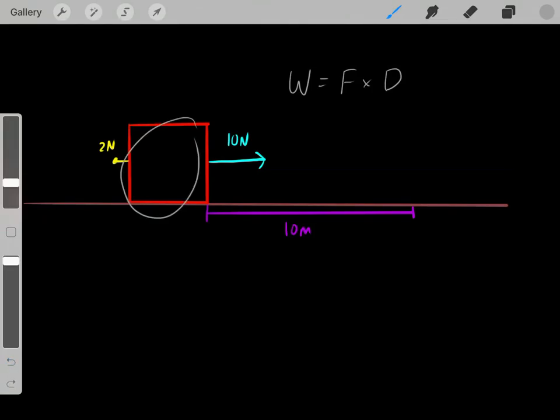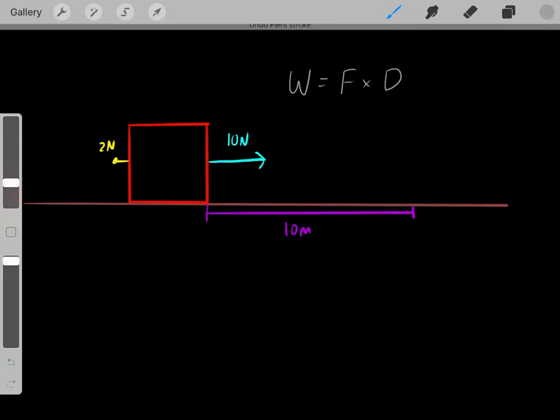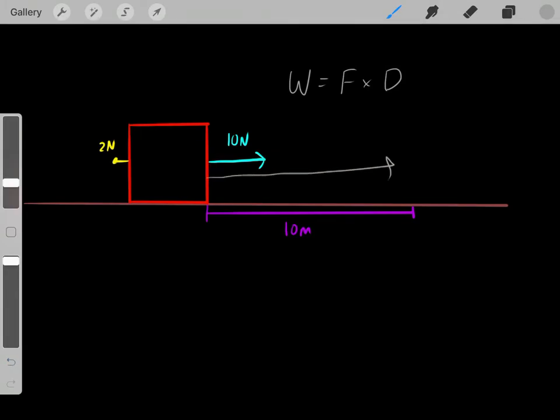Well, let's say we have this block, and let's say we apply 10 Newton force on this block. Well, if we apply 10 Newton force on this block, then we know it's going to start moving. If we apply 10 Newton force in this direction to the right, we know this block is going to start moving in this direction to the right.